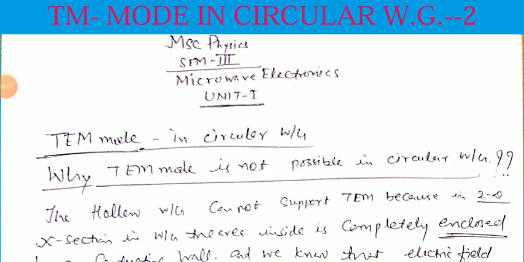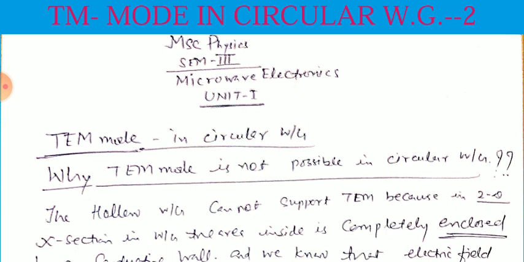आज हम माइक्रोवेव इलेक्ट्रॉनिक्स में दो चीज़ डिस्कस करेंगे। सबसे पहला TEM मोड इन सर्कुलर वेवगाइड और दूसरा एक्साइटेशन ऑफ द मोड इन सर्कुलर वेवगाइड। सबसे पहले हम डिस्कस करते हैं TEM मोड इन सर्कुलर वेवगाइड। The very important question is why TEM mode is not possible in circular waveguide. Why it is not responsible to transmit the energy by using the TEM mode in circular waveguide.